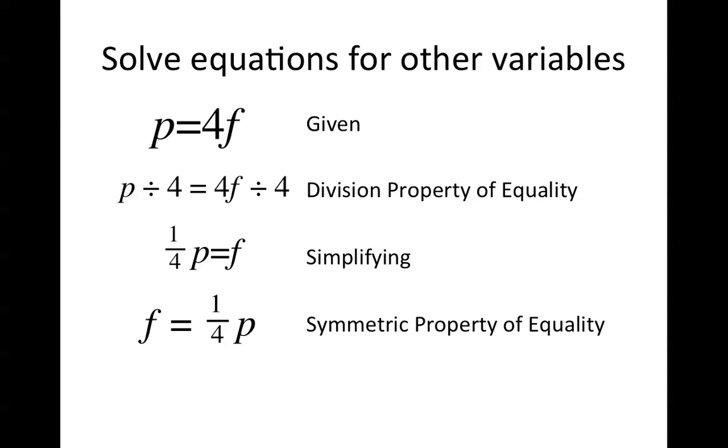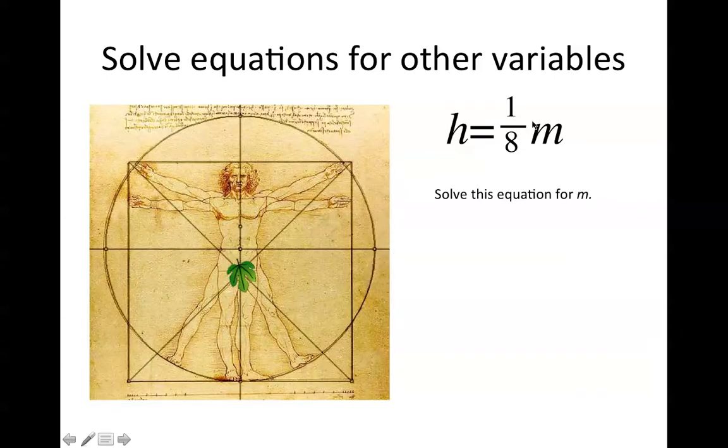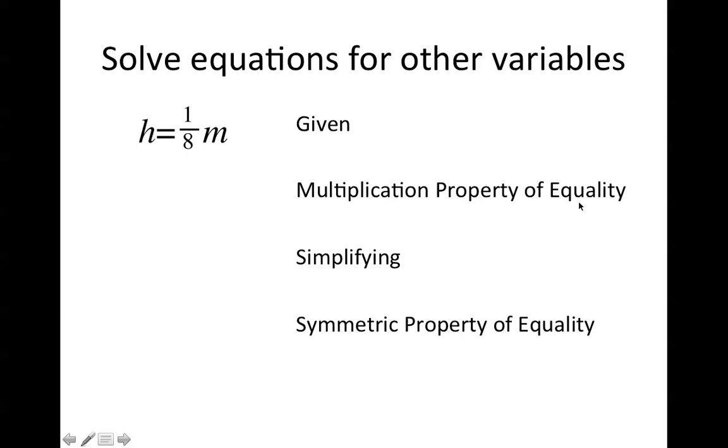Let's do that with one more equation. Here's the one about the head and the height of the whole man. The head is 1/8 of a man. So let's solve this equation for m. First, you're given the head equals 1/8 of a man, h equals 1/8 m. Now, use the multiplication property of equality to multiply both sides by the same number so that you'll be able to sort of undo this 1/8. Can you guess what the number is? Yeah, it's 8.